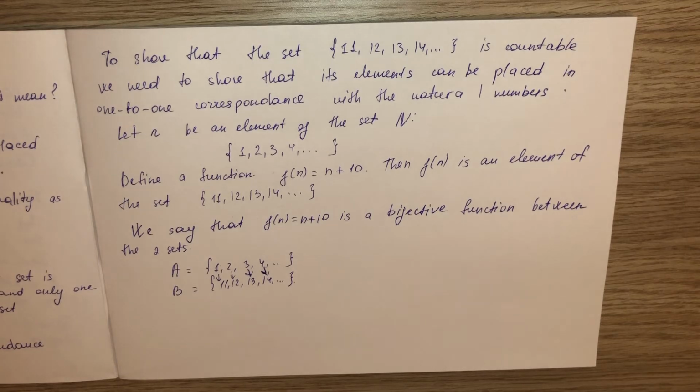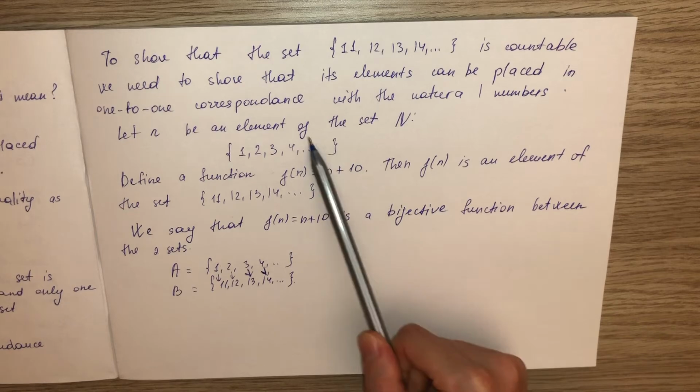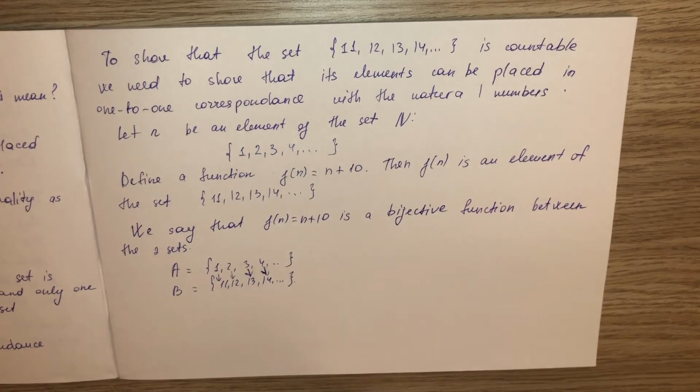So let's summarize what we have said. If there exists a bijective function between two sets, this means they can be placed in one-to-one correspondence. So any set which can be connected with the set of natural numbers using a bijective function like that must be countable.